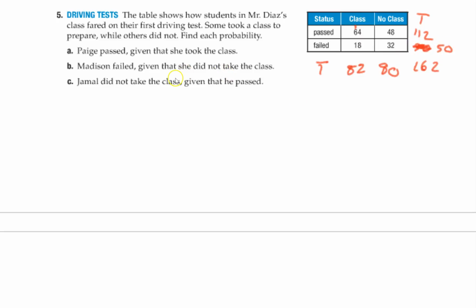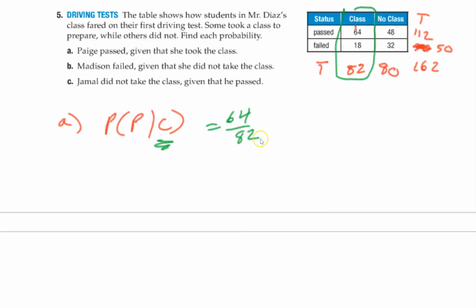There we go. So A, Paige passed given that she took the class. So probability pass given that you took the class. What we're doing here is, okay, you know they took the class. So how many people took the class? And then what's the odds that you pass? So pass is 64 out of 82.